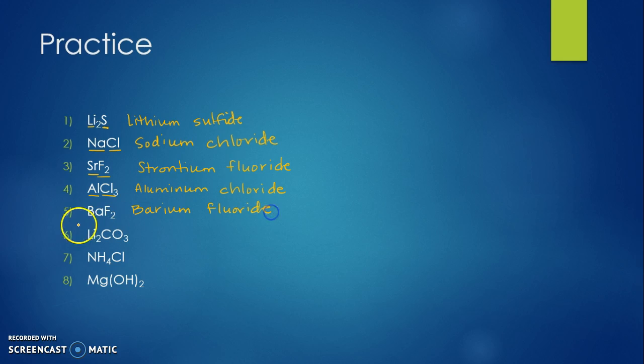I did not have you do 6, 7, or 8, and the reason is because they have these things in them. These are polyatomic ions, and we haven't quite covered those just yet, but we will. We'll come back to them when we get there.